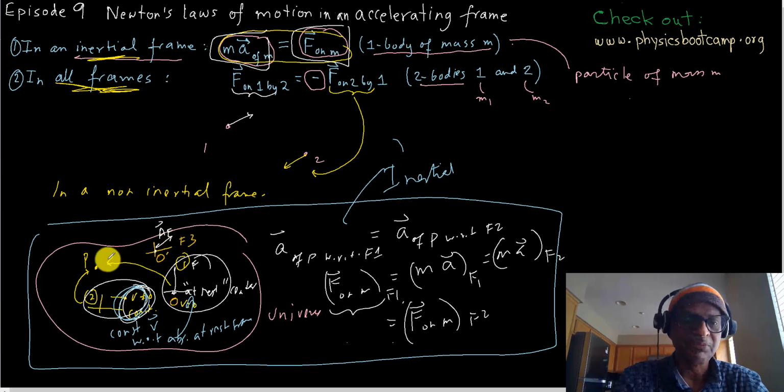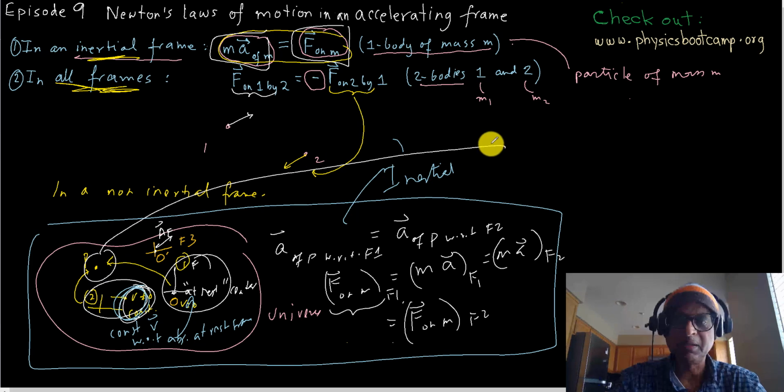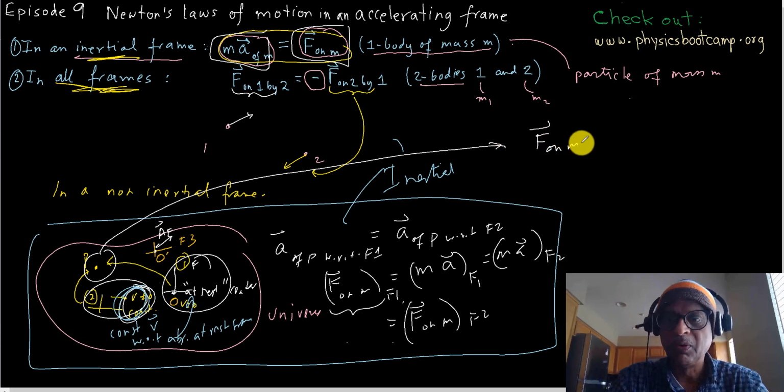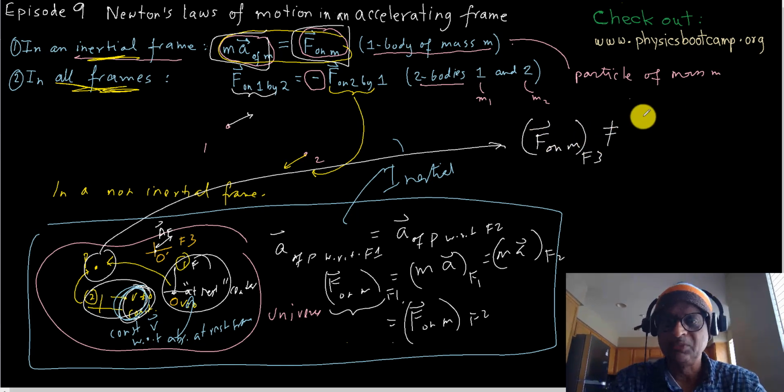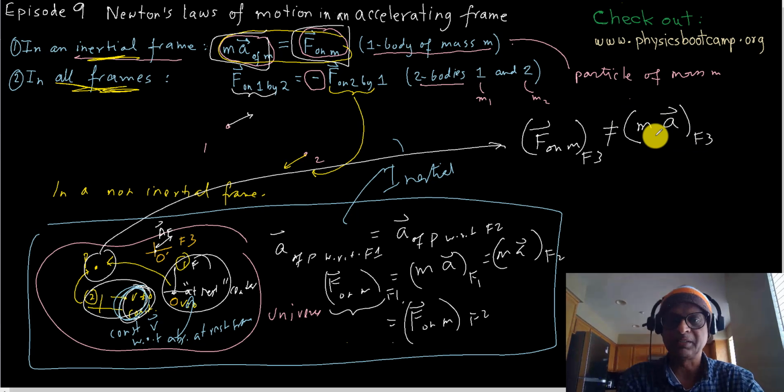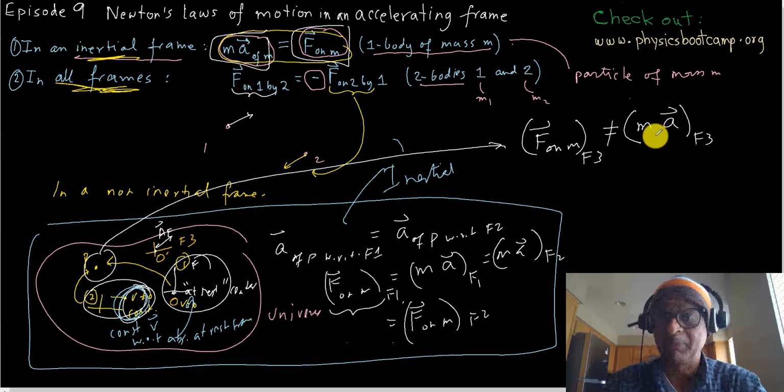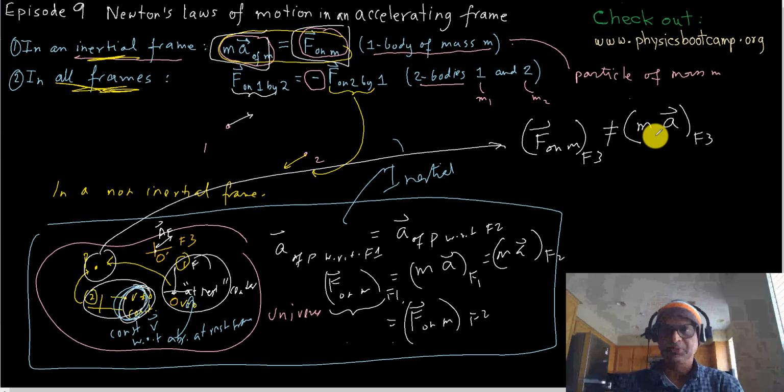So you will find that F on M in frame F3 is not equal to mass and acceleration in frame F3. It's not equal to that. And we will now find out what should be the relationship. There's a little correction you have to do, and we're going to work out that correction. Okay, so we're going to work it out step by step.